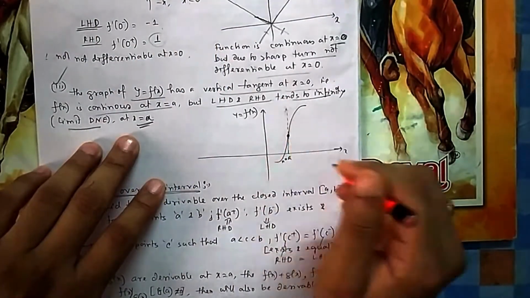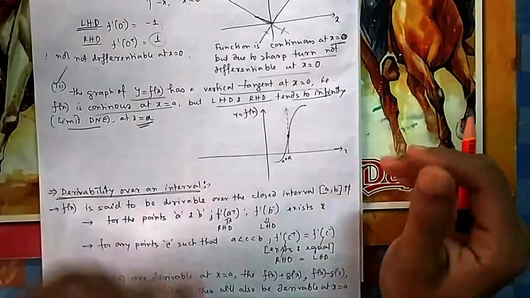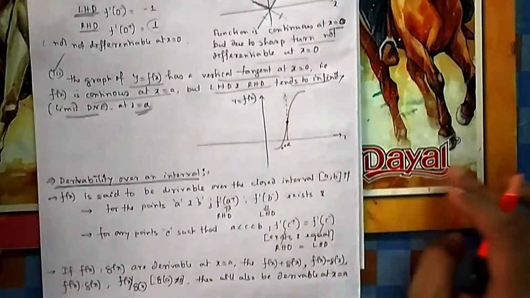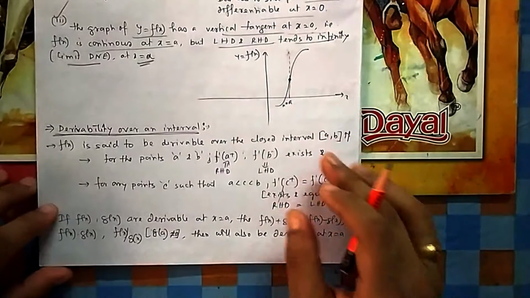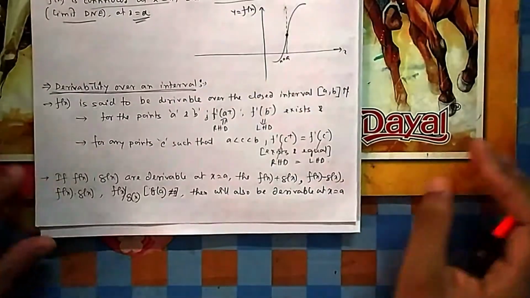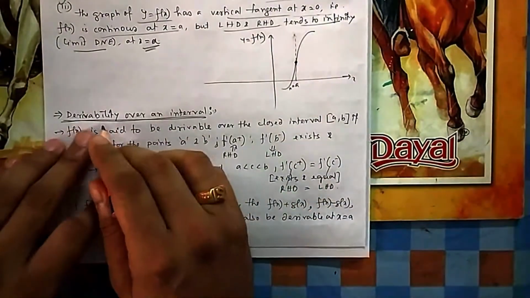So that means at this point differentiation does not exist because it is going towards infinity. So that is also one case of discontinuity, in the graphical sense we can say. Now what is differentiability or derivability?